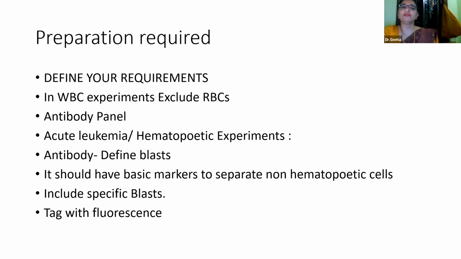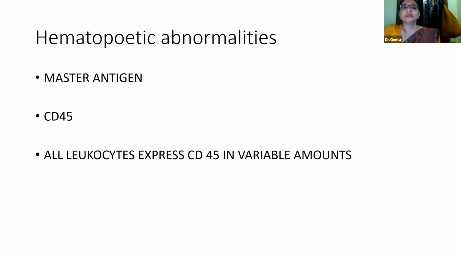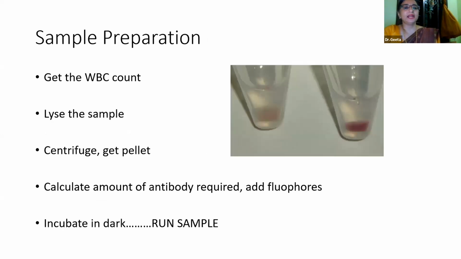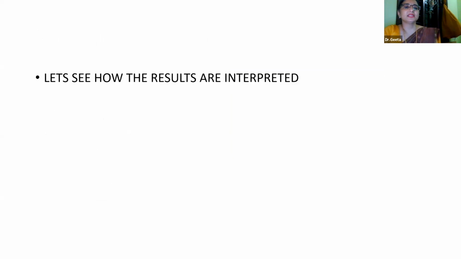And we should decide which fluorescent molecule we need to tag, because if we make a wrong antibody fluorescent combination, the fluorescence may be very low, undetectable, may become negative, or it may become very bright when the actual presence of the antigen is low. Now, as far as hematopoietic cells are concerned, CD45 is known as the master antigen, which is expressed on all leukocytes in variable amounts. And this is a prepared pellet. On the left side is a good pellet, on the right side is a contaminated pellet.